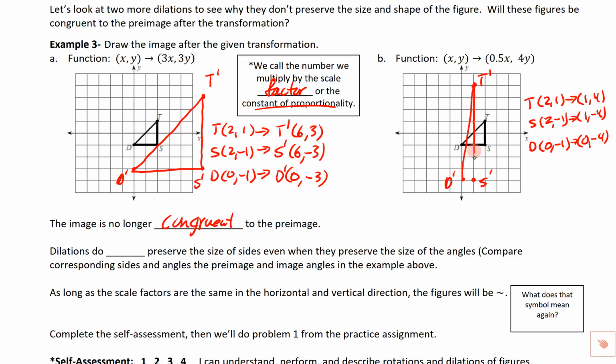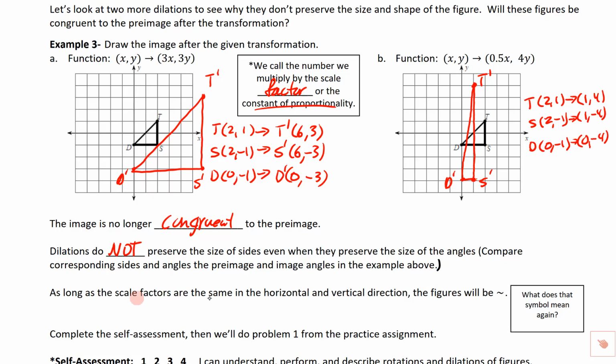This is a really tall, skinny triangle. Okay, now clearly the angles are not the same size, and the sides are not the same size. So dilations do not preserve the size of sides even when they can preserve the sizes of angles. And again, you could make a comparison right there. Oops, looks like I missed a set of parentheses right there.